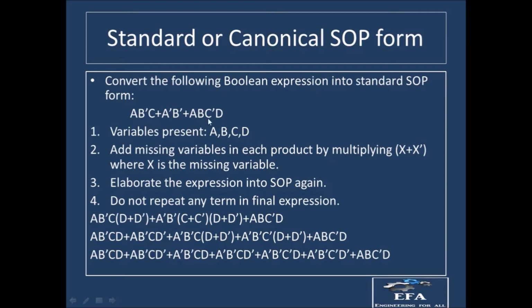Let us first of all move directly to the solution, so that you can understand this. We are having A B bar C plus A bar B bar plus A B C bar D. In the first one we are adding dot 1 over here, and that 1 stands for D plus D bar. So D plus D bar is equal to 1. In the second one we are having A bar B bar, and C and D are missing, so we have to add C and D over here.